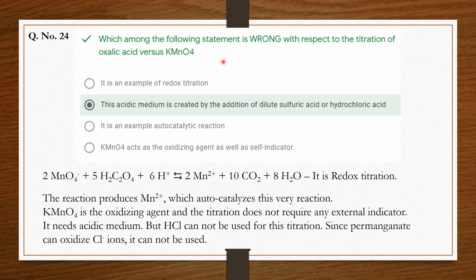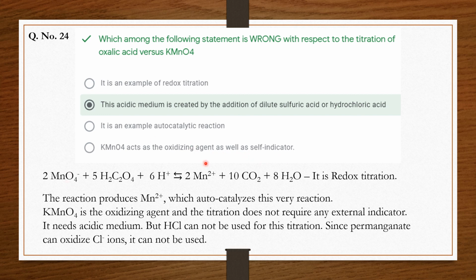Which among the following statements is wrong with respect to the titration of oxalic acid versus potassium permanganate? It is an example of redox titration. Of course, it is a redox titration, in which potassium permanganate gets reduced and oxalic acid gets oxidized in acidic medium. It is also an example of an autocatalytic reaction. Yes, the formed manganese 2 plus ion will act as the catalyst for this reaction. And potassium permanganate acts as the oxidizing agent as well as the self indicator.